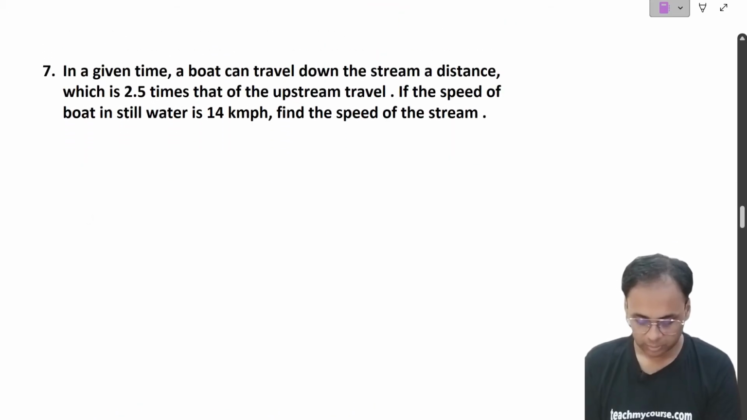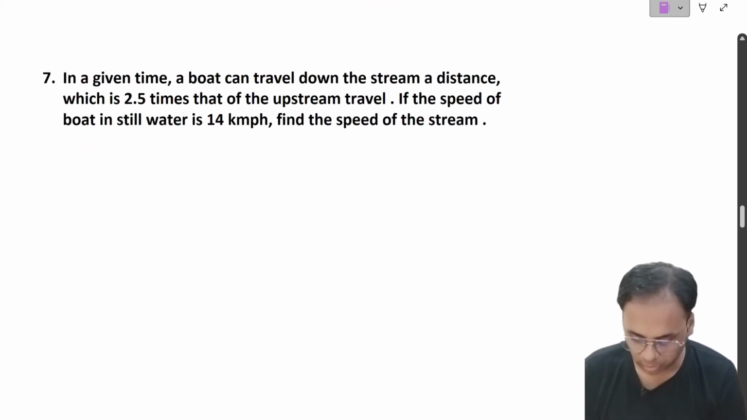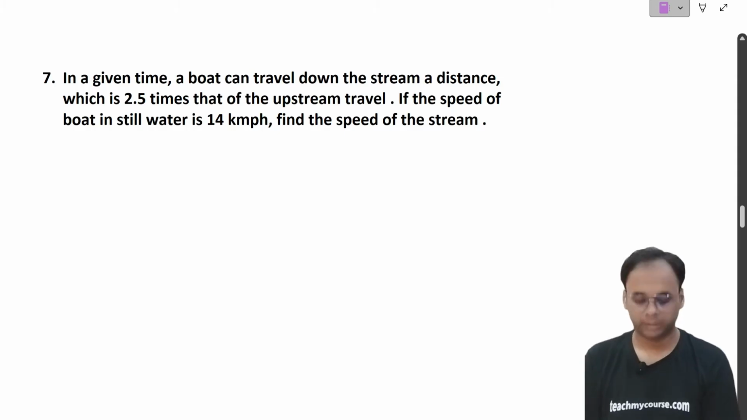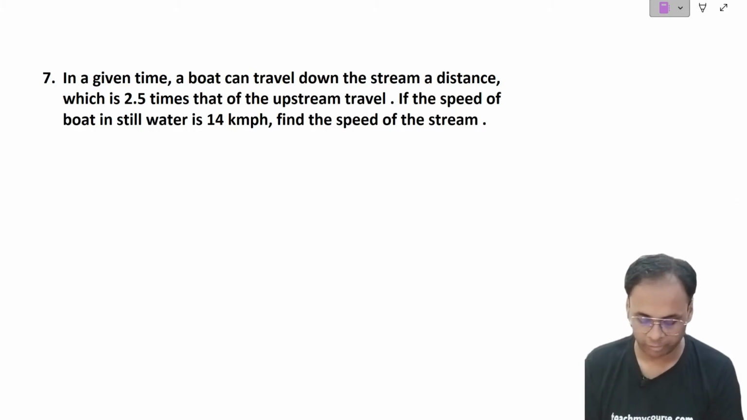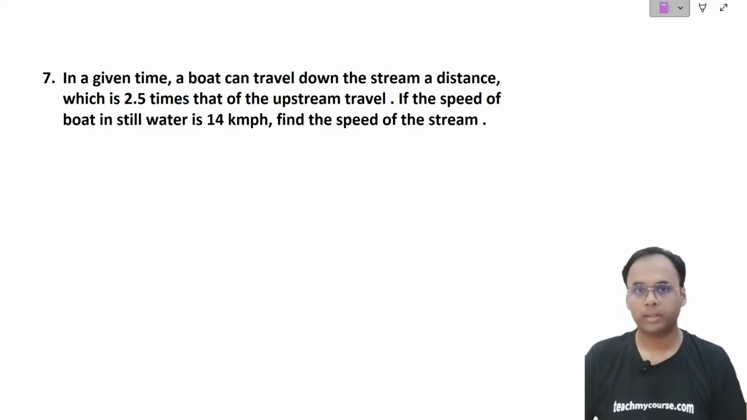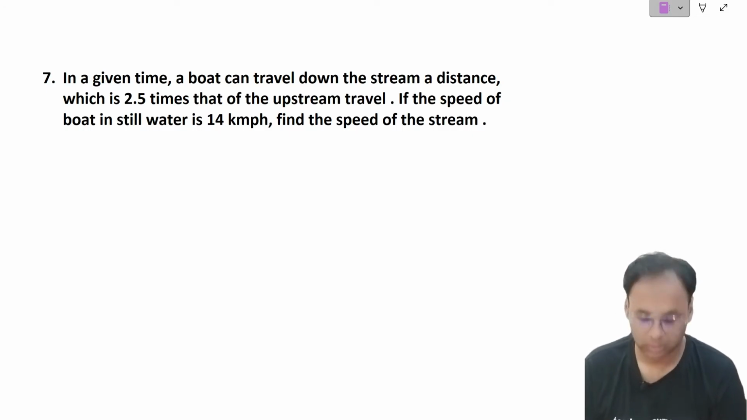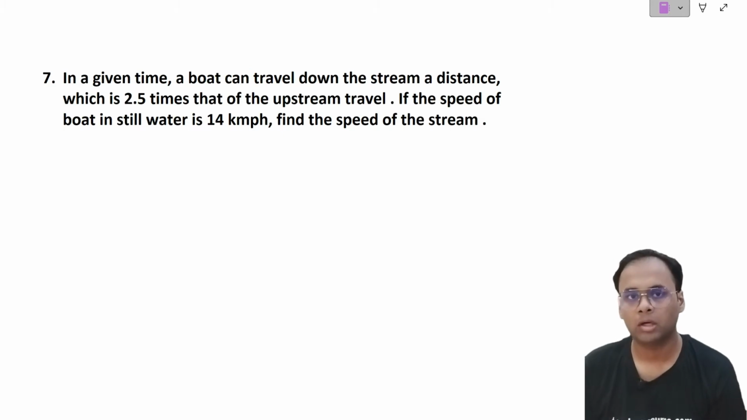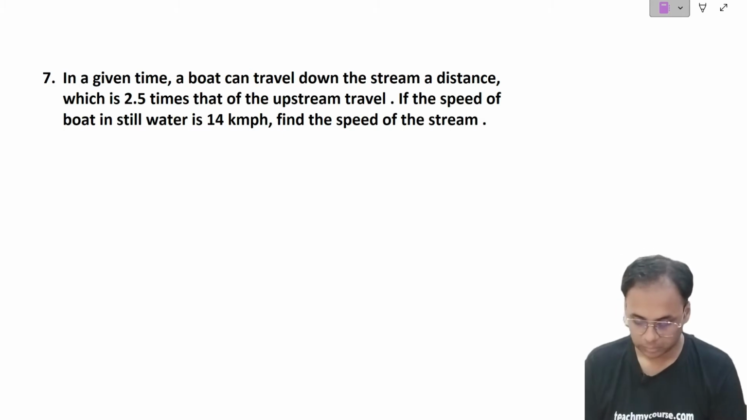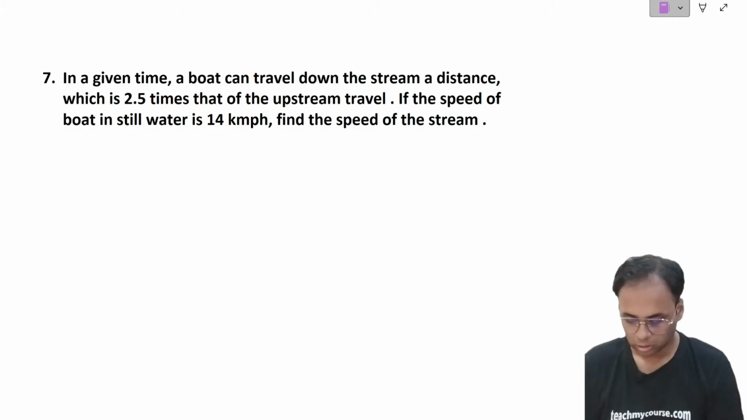Next we have: in a given time, a boat can travel down the stream a distance which is 2.5 times that of the upstream travel. The speed of the boat in still water is 14 kmph. Find the speed of the stream.